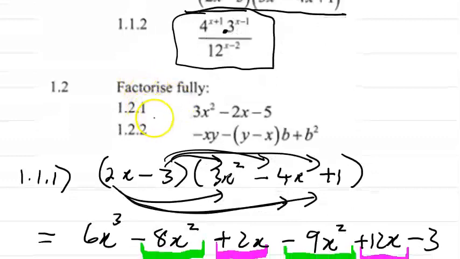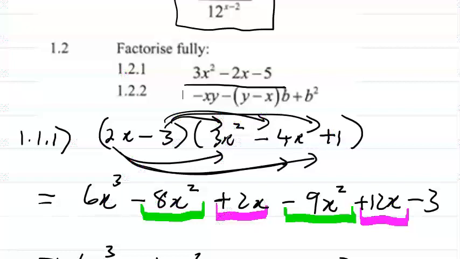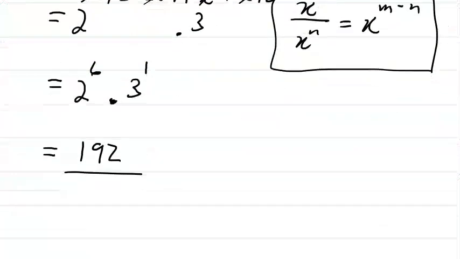Factorize fully. So here we have factorize fully. We have 3x squared minus 2x minus 5. And that's a trinomial. Remember, we must learn all the different types of factorization. So this is one type of factorization that we do in grade 10. There are 5 that we need to know. So 1.2.1.